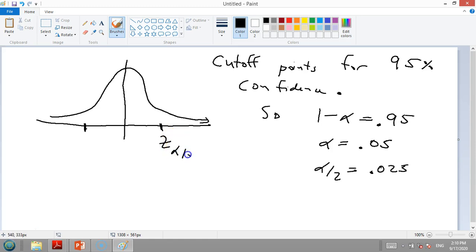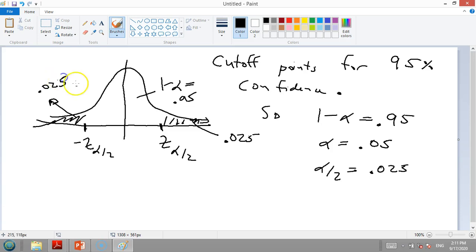This is alpha over 2. This is 1 minus alpha. This is minus z alpha over 2, like this. So this is equal to 0.95. The area here is equal to 0.025. So it all adds up to 1. And the area here is also 0.025, okay? And then the first step is to get the cutoff points. So this is what I look for. Because in my z table, I have probabilities to the left of some number. So I want the probabilities to the left of a z, okay?